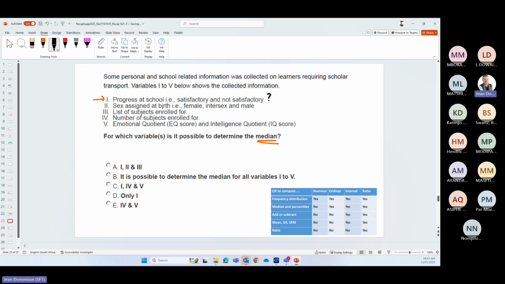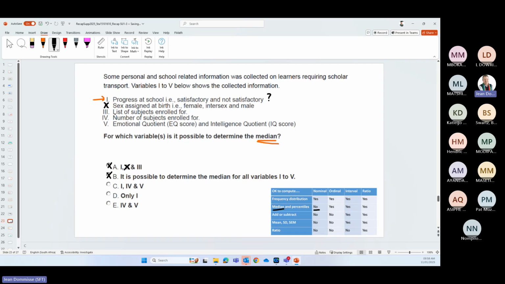Sex assigned at birth: female, intersex, and male. So that is a nominal variable. So nominal, no, we can't. So let's see, all the ones that have 2 we can eliminate. Okay, so we are left with these 3.